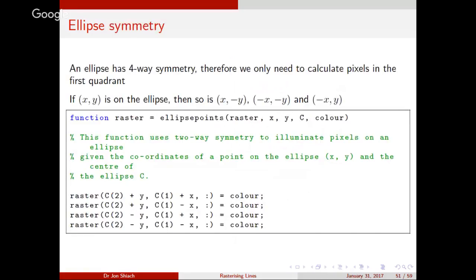So the ellipse symmetry, instead of having 8 points, I've only got 4 we can use. Okay, quite similar to the one before. As you can see, this is the ellipse point, and we've only got 4 of them. So it's plus or minus x, plus or minus y.